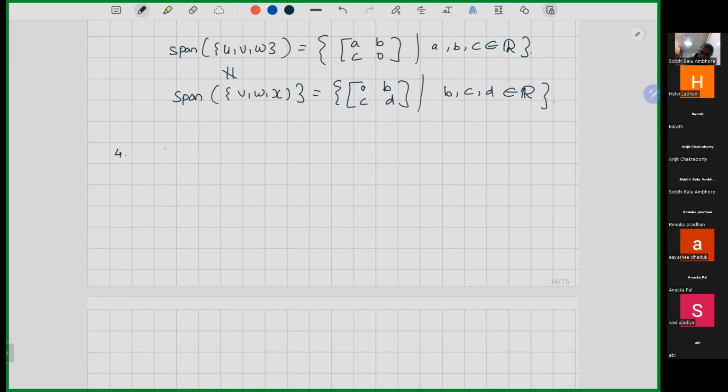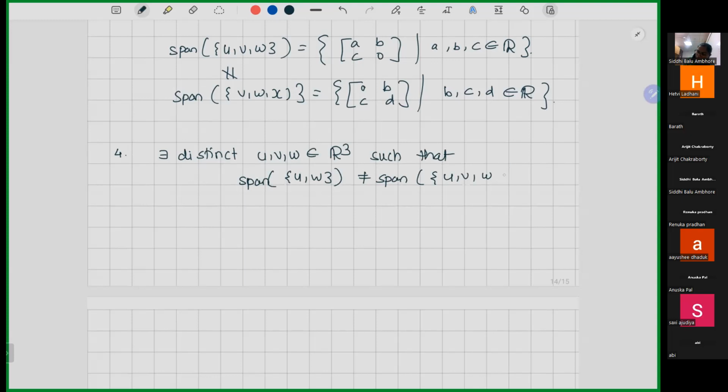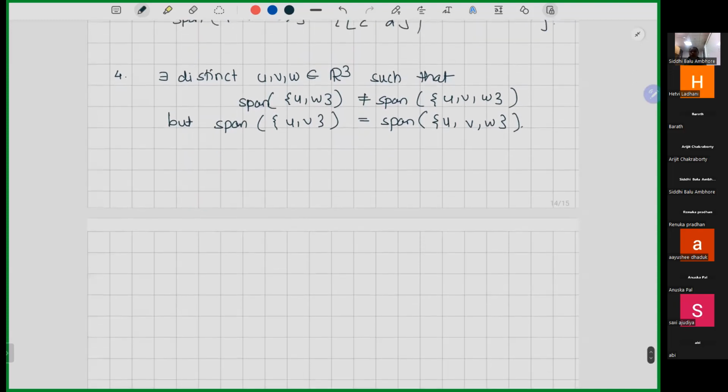So last question, again a similar kind of thing. Does there exist distinct U, V, W in R3, now we are back to R3, such that this has two conditions: span of U and W must not be equal to span of U, V, W, but span of U and V must be equal to span of U, V and W. So we now want to choose U, V and W such that they satisfy two conditions simultaneously.